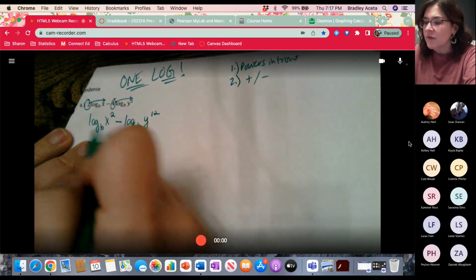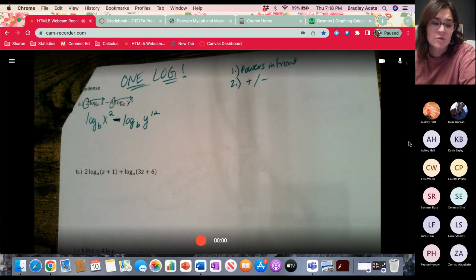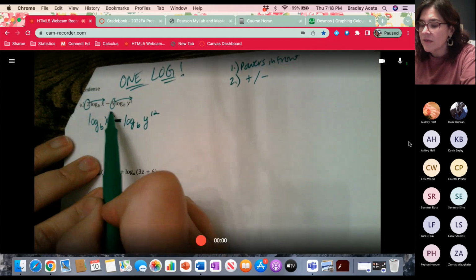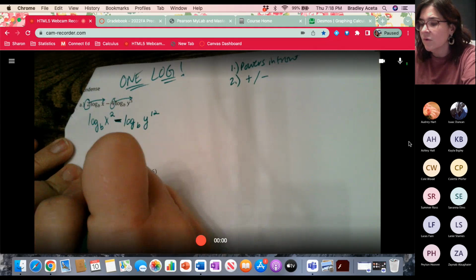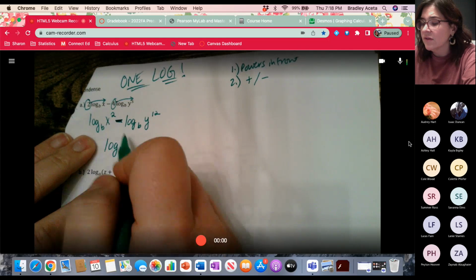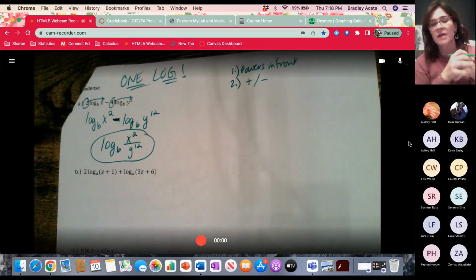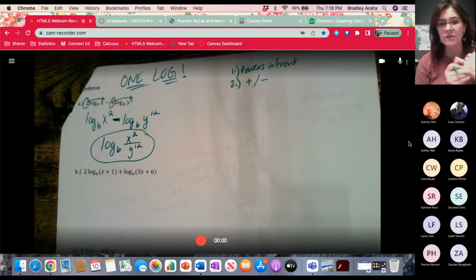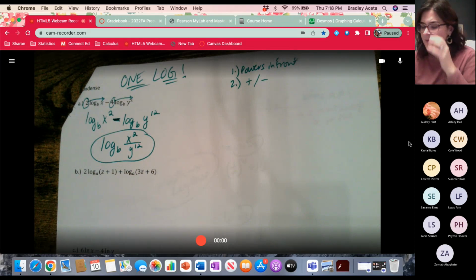Once I do the powers, then I usually look at what the operation is in the middle, which this one is subtraction. And subtraction just means division. And what you're dividing by is next to the word log. So you're going to now condense this to be 1 log. You're going to have the x squared, whatever's on the left comes on top, whatever's on the right goes to the bottom. And you just condensed. That's how easy it is. Do your powers, then do your addition or subtraction. Let's do another one.